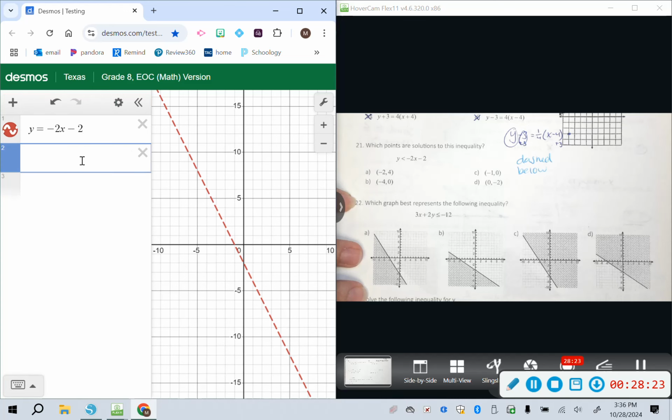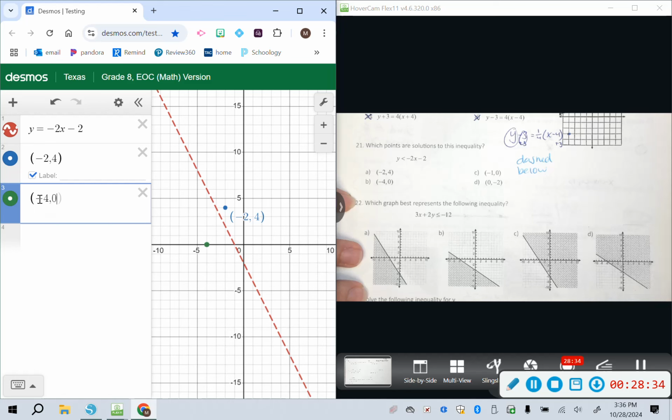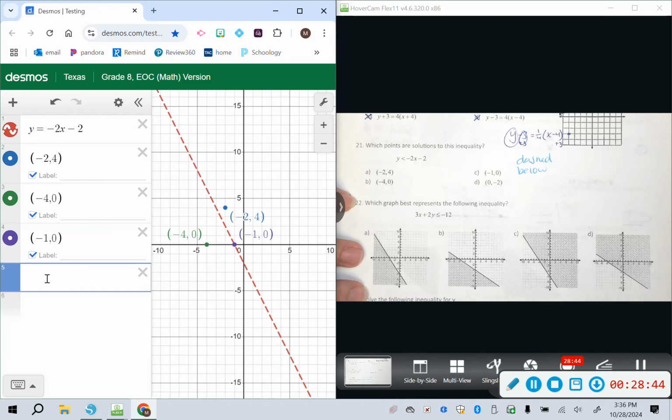So we're going to check our points. My first point is negative 2, 4, and we're going to label it. My next point is negative 4, 0, label. Negative 1, 0. And last point is 0, negative 2. So I'm looking for the point below because the dashed line does not hold solution. So these two on the dashed line are not a solution. Above is not a solution, so the only one is green, which is negative 4, 0.